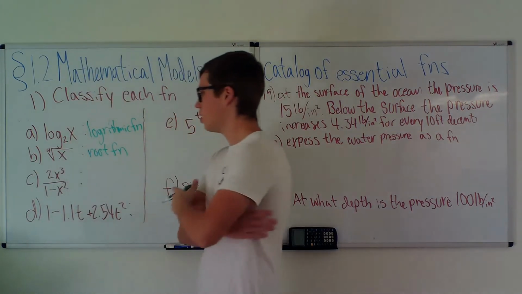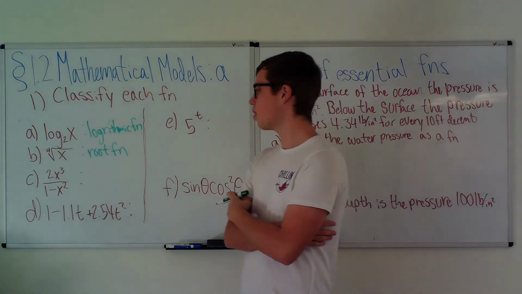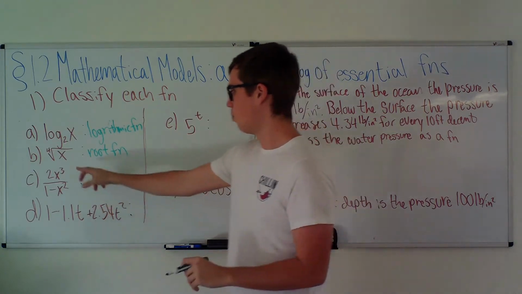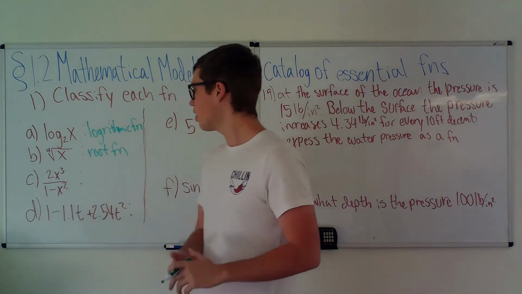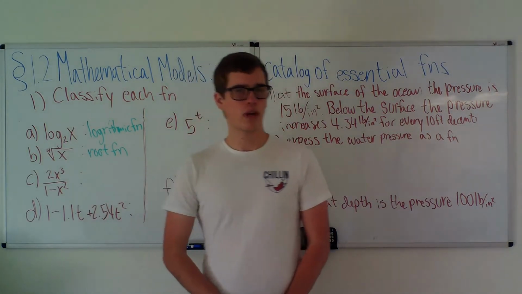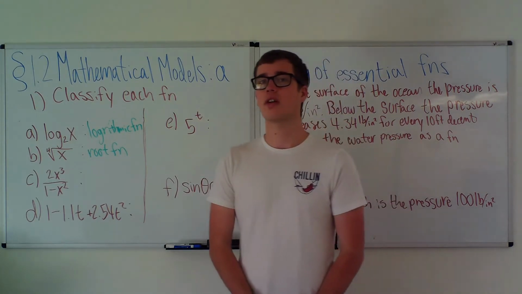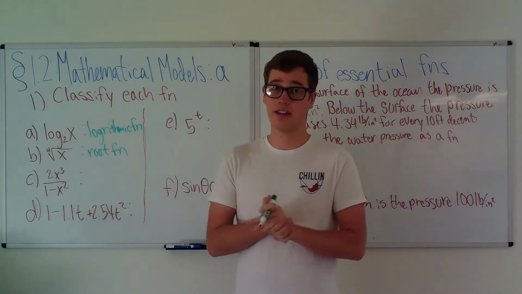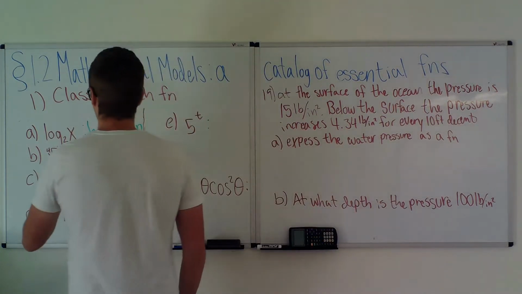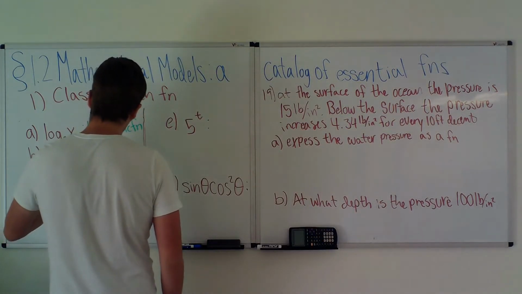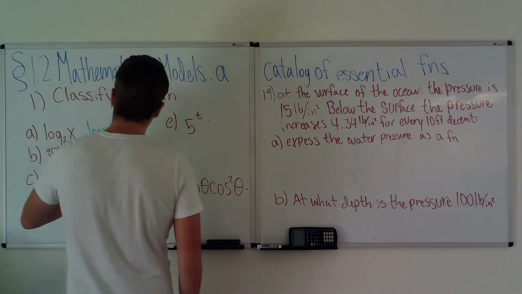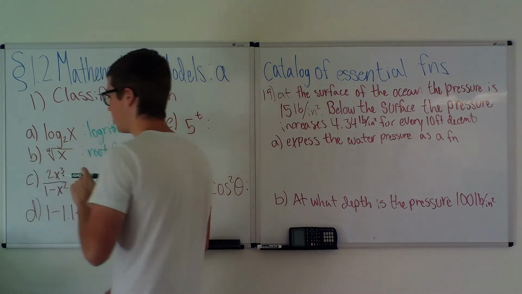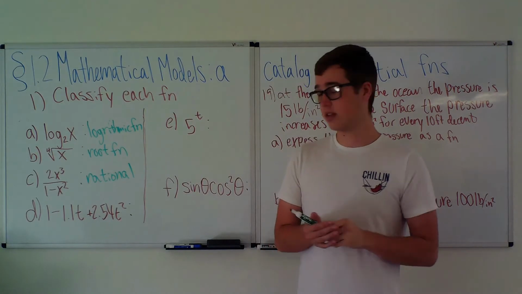So now on to C. 2x cubed over 1 minus x squared. One polynomial over another polynomial, so it is a ratio of two polynomials. That is a rational function, again, given away by the name. So this one is a rational function. And bonus points if somebody puts the domain of the function in the comment section below.